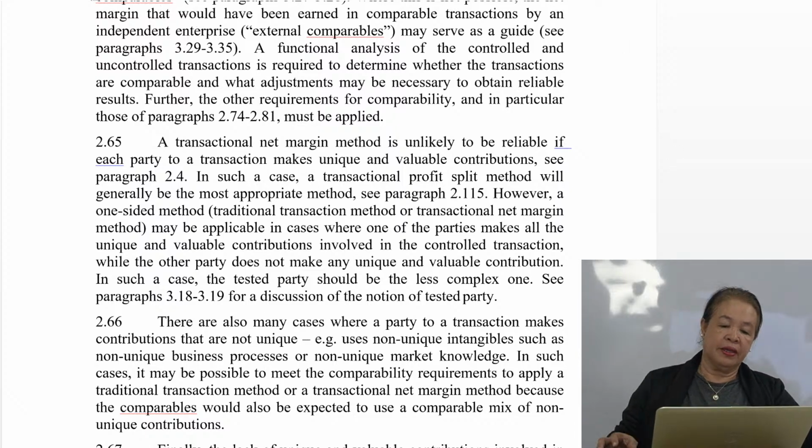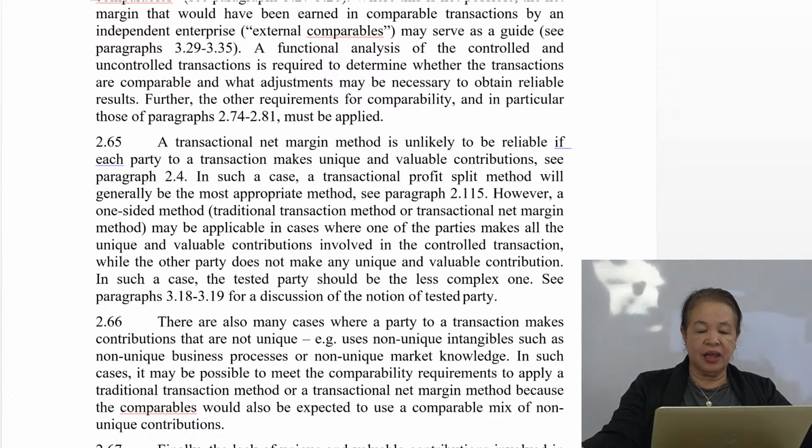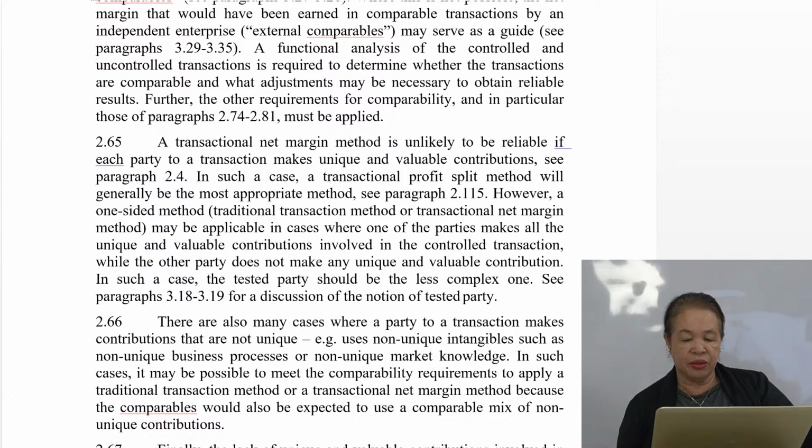Okay. So a transactional net margin method is unlikely to be reliable if a party to a transaction makes a unique and valuable contribution. See paragraph 2.4. So in such a case, a transactional profit split method will generally be the most appropriate method. See paragraph 2.115.